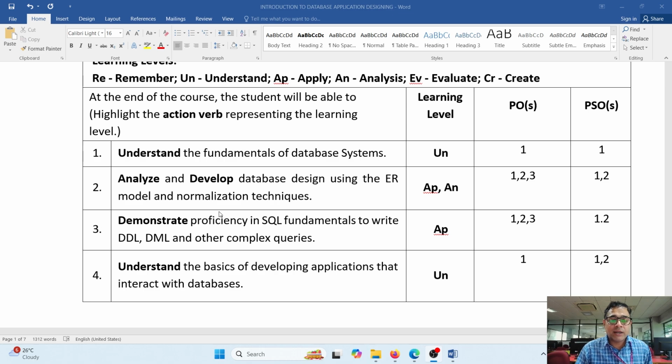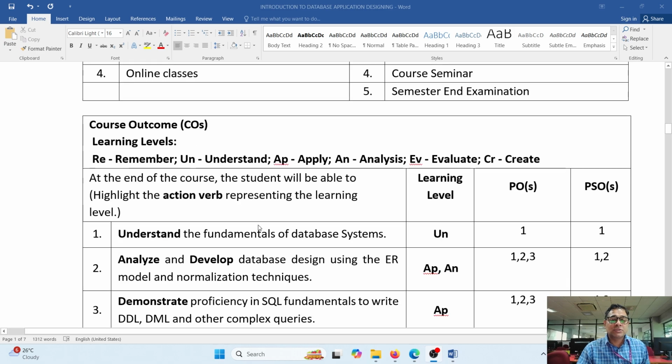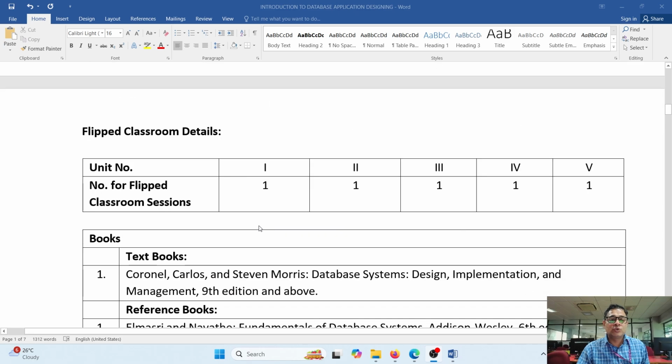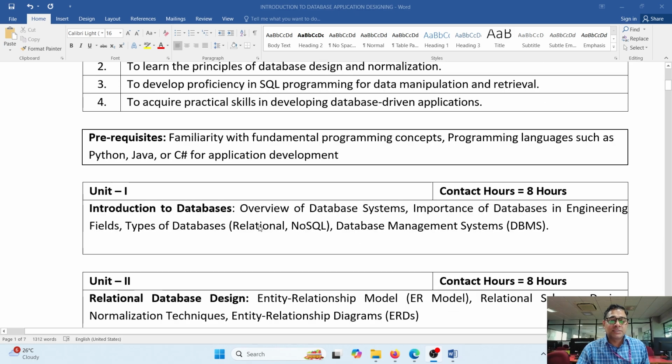Then you will be demonstrating the SQL fundamentals that you have learned, to populate the data and to fetch the data from the tables in the database. By doing all these things, the final goal is to understand the overall application development that interacts with the database, and to demonstrate the fundamentals that you have learned, followed by developing an application. So these are the course objectives defined for this particular subject.